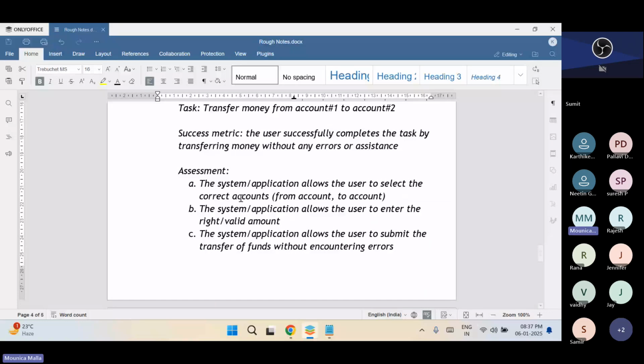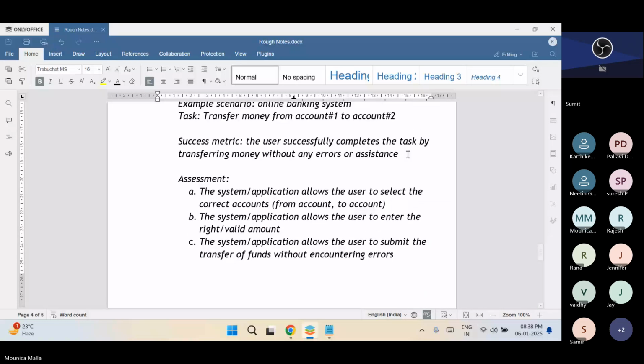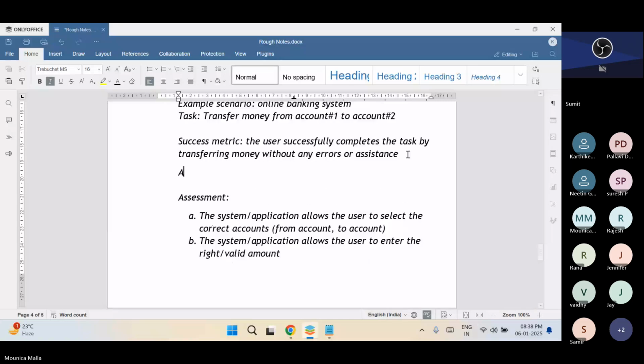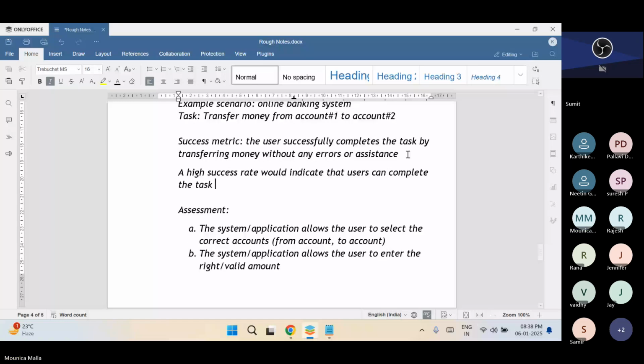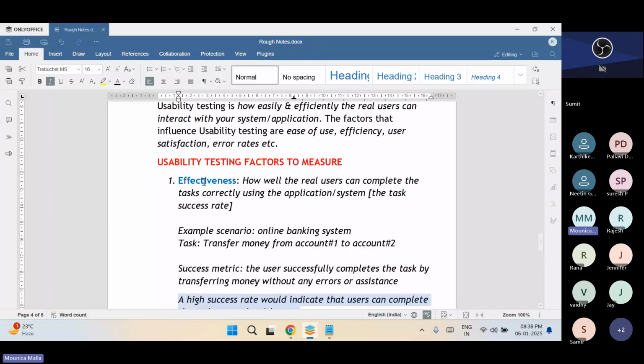Okay, so here I will say a high success rate would indicate that users can complete the task correctly with ease. So this is also another way for my success metric. So when I'm doing usability testing, one of the factors I talk about is effectiveness.